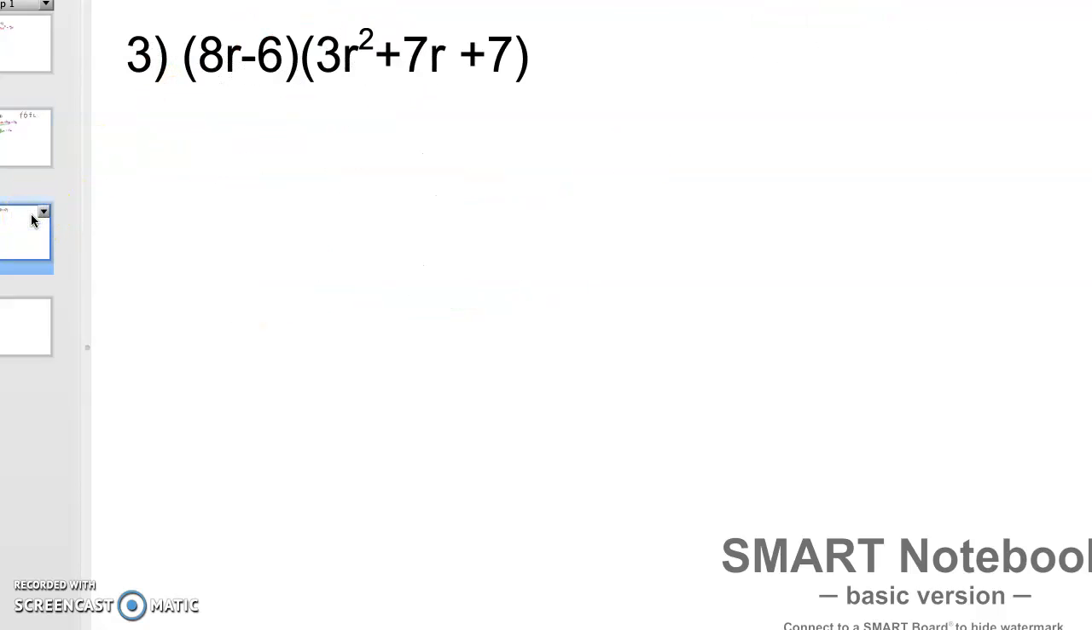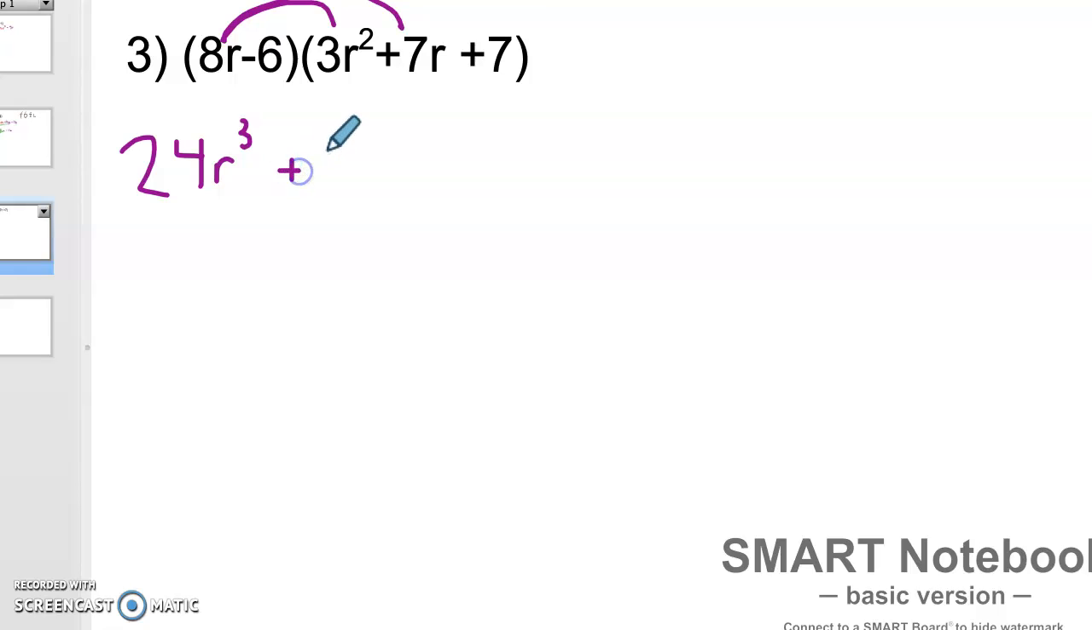A slightly more difficult example is a binomial times a trinomial. You use a similar concept to FOILing, except now we're distributing both the terms in the first binomial 3 times as opposed to twice. So if I take 8r and I distribute it to 3r squared, 8 times 3 is 24. And r times r squared is r to the third because we add the exponents of 1 plus 2 and get 3. Then we're distributing 8r to 7r.